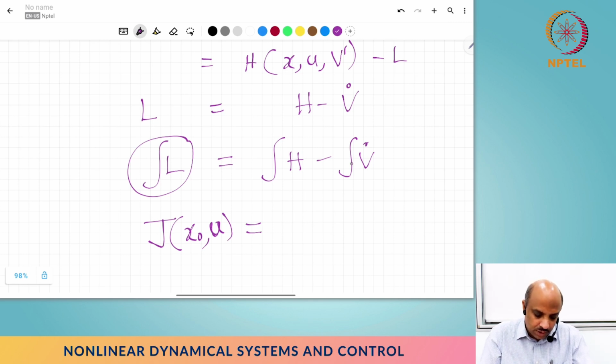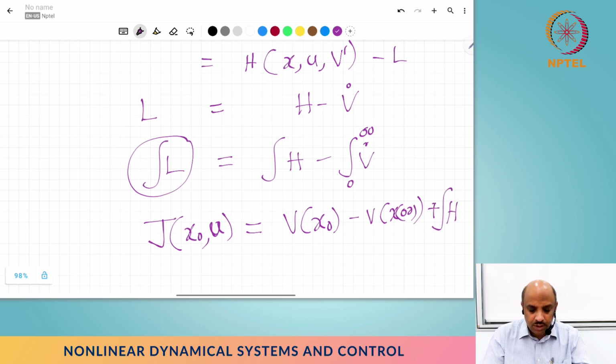And then what do we know about the integral of V dot from 0 to infinity? Of course, that's nothing but V of x0 minus V of x of infinity plus this integral of H. But what do we assume about u? For all stabilizing controllers, meaning stabilizing functions that take the state to 0, basically this part is going to be 0. V of 0 is 0, so this is going to go to 0. But then what did we assume about H? The only assumption that we make is H is greater than or equal to 0.